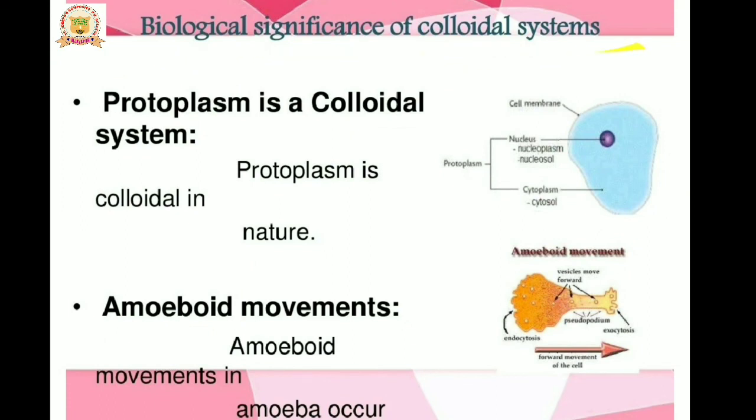Biological significance of colloidal systems. The cytoplasm is a colloidal system. It acts as a colloid in nature, like the amoeboid movement in amoeba. It consists of the cell membrane, within it the nucleus. The nucleus has the nucleoplasm and nucleosomes. The cytoplasm is made up of the cytosol.